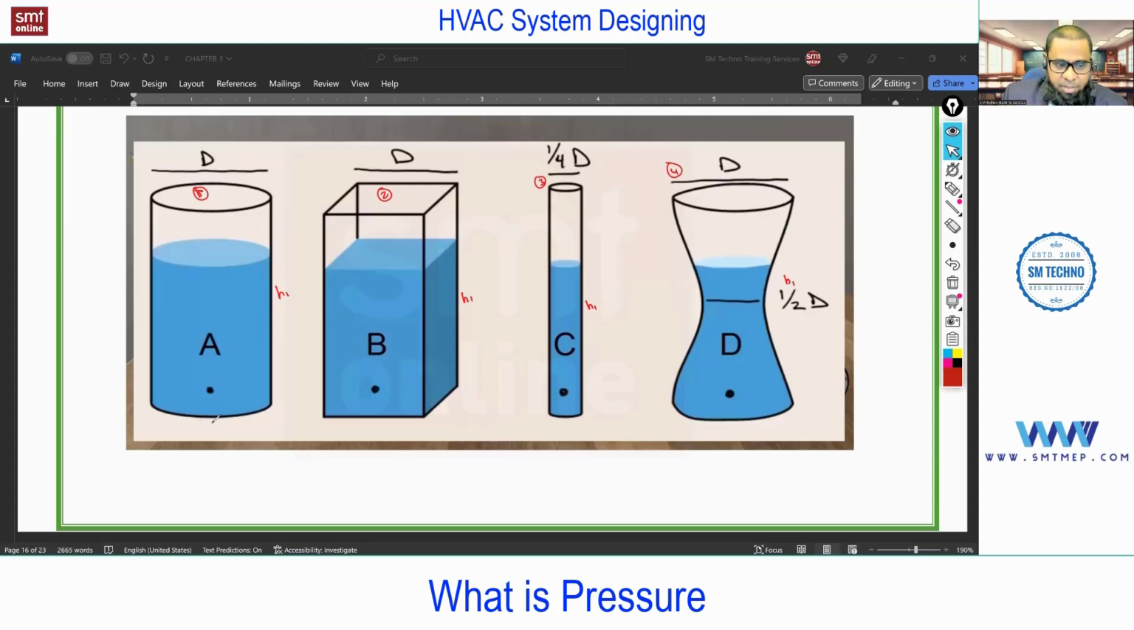Okay, so now based on the liquid inside, or as per the height of the liquid column, here you'll get P1, here you'll get P2, here you'll get P3, you'll get P4. So now the question is, in which case you'll find more pressure? Height of the water column is same, right? Yes. You see H1, H1, H1, and H1.